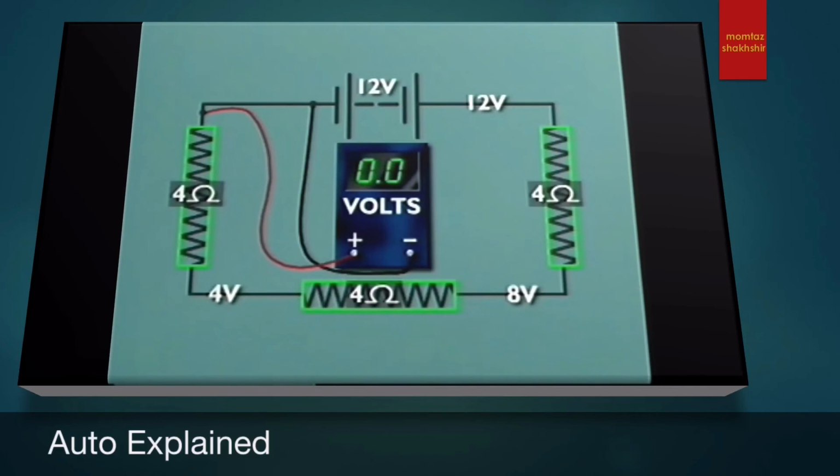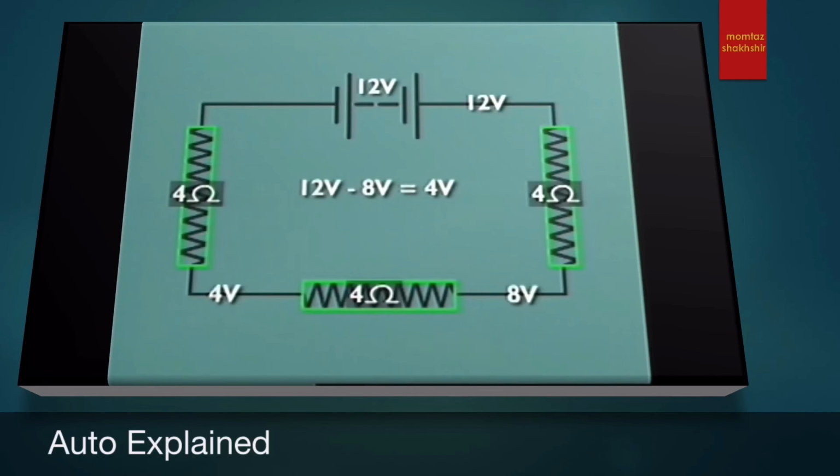After the first resistor, voltage has dropped from 12 to 8 volts. After the second, it's down to 4 volts. After the third, 0. The voltage drop across each resistor can be found by subtracting the voltage after a resistor from the voltage before it. Or the difference can be measured.